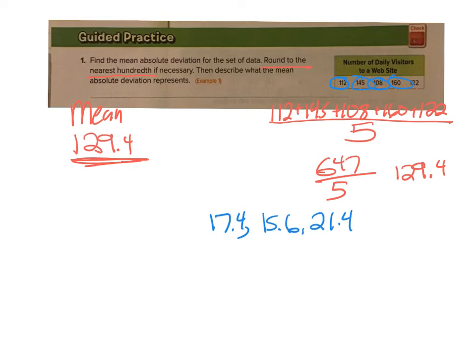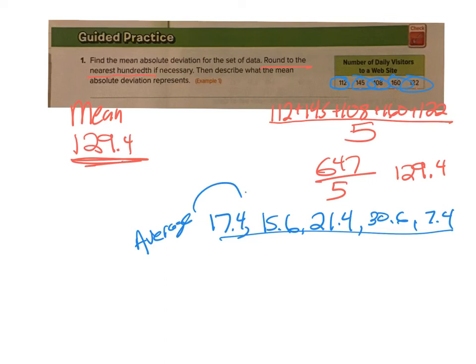And then let's do this 160. 160 minus 129.4 equals 30.6. And then we have one more, this 122. 122 minus 129.4 equals 7.4. That's the difference between each value and the mean. Now, we got to find the average of all of these numbers.